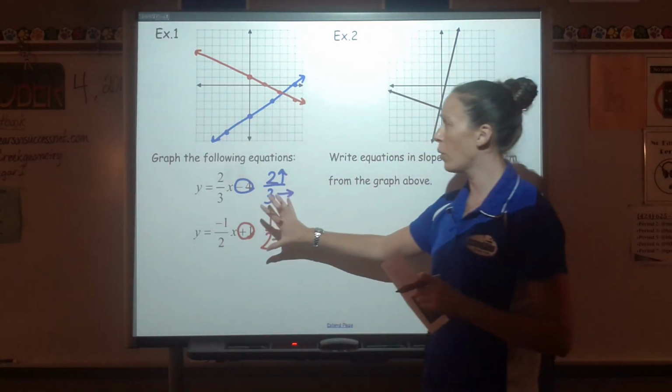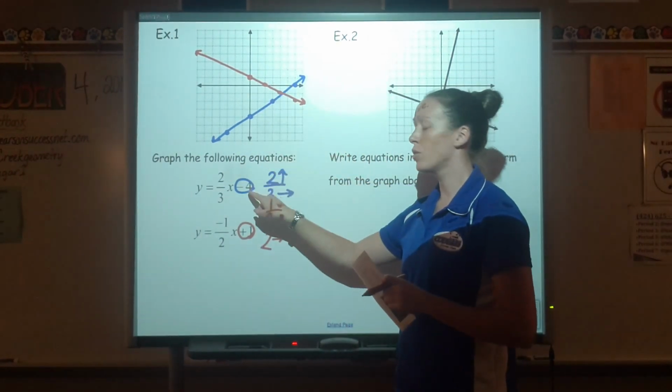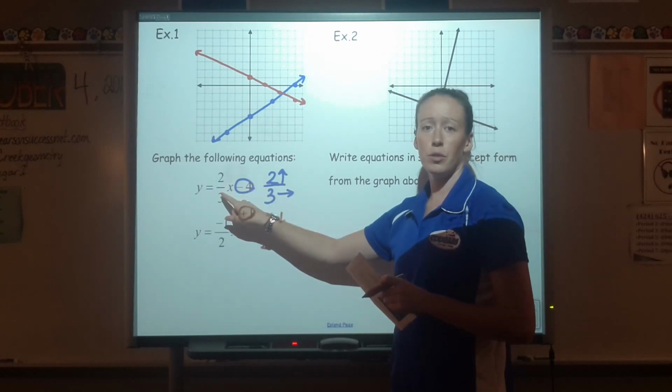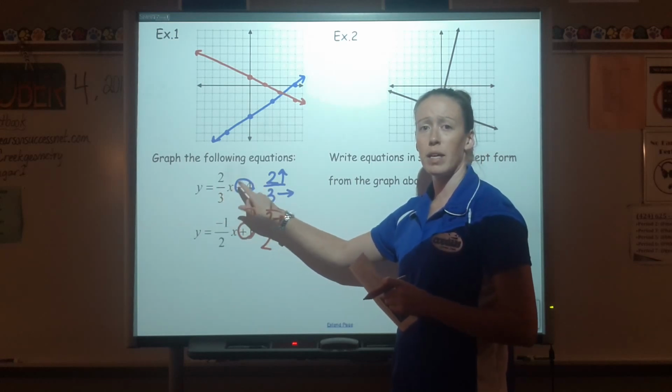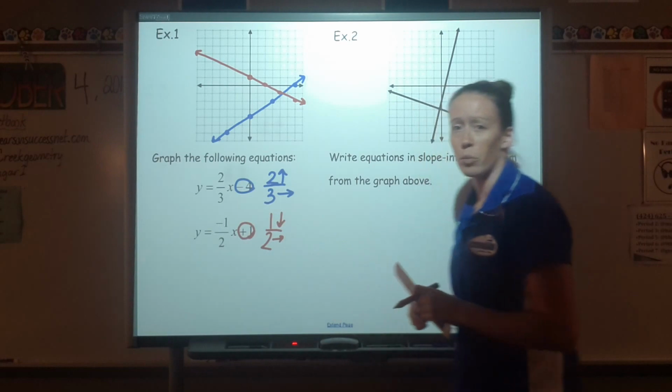So going from equation to graph, start with your y-intercept, then use the slope to travel the rise and the run to identify a second point on that line.